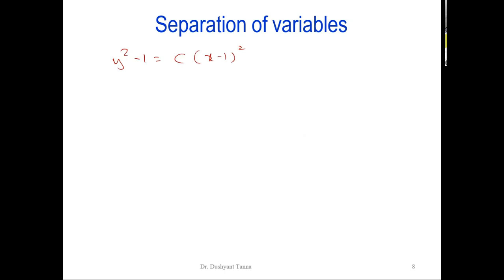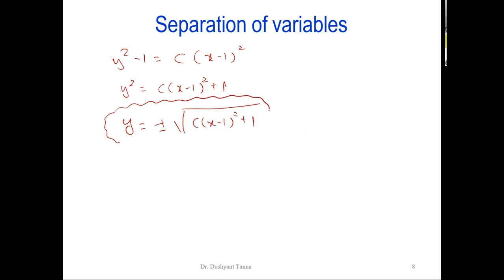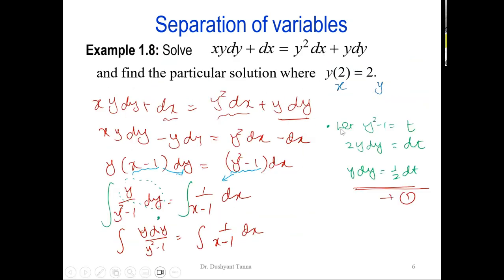So technically, I'll do it as if there is no particular solution. Therefore y square is equal to c times (x minus 1) square plus 1, and y is equal to plus or minus square root of c(x minus 1) square plus 1. This will be my final answer if there was no particular solution required. But since I have this additional condition and I have to find a particular solution that should not involve the c.